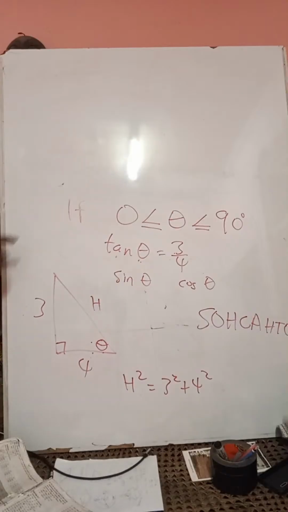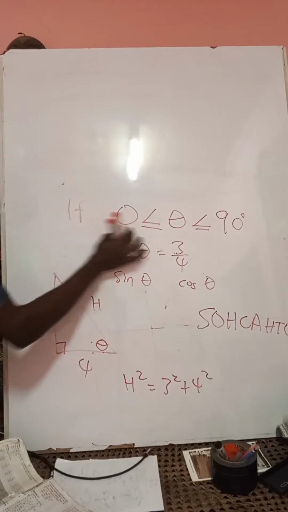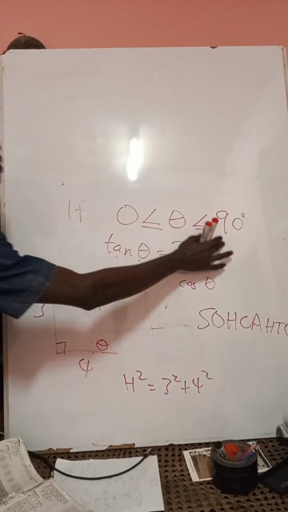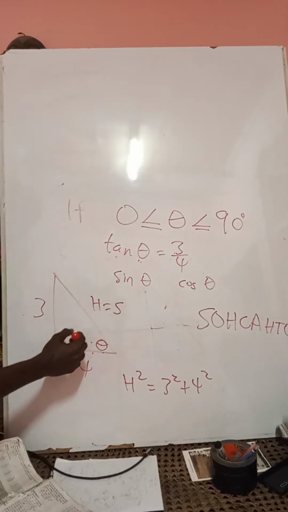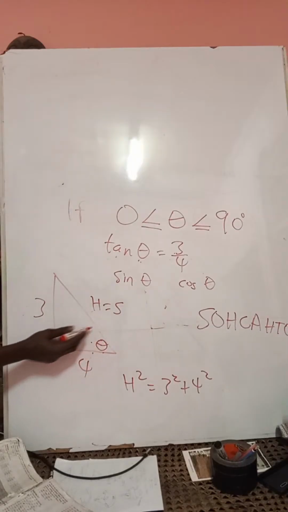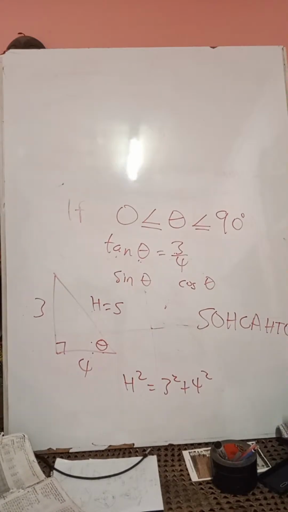Please let me know if you understand what I've solved here. This is a very simple question. First of all, when they give you the question, you should study the range of the angle first. Here theta is greater than or equal to 0 and less than or equal to 90, which means it's an acute angle. So you get the hypotenuse to be 5, and you're asked to find sine theta.